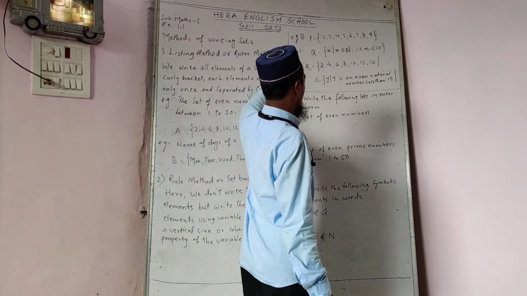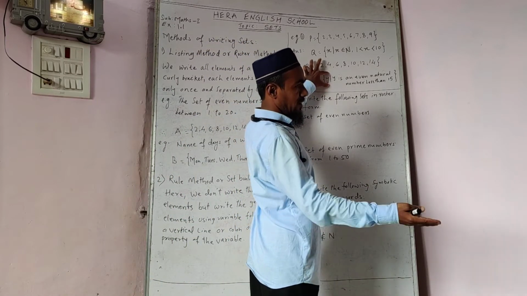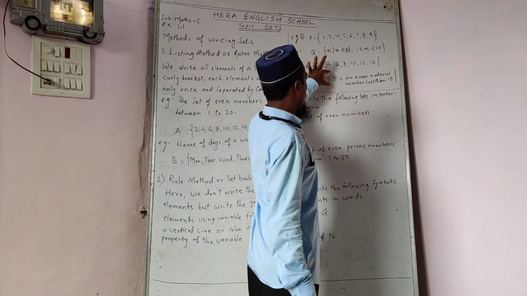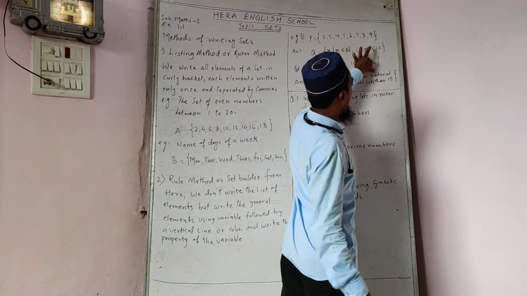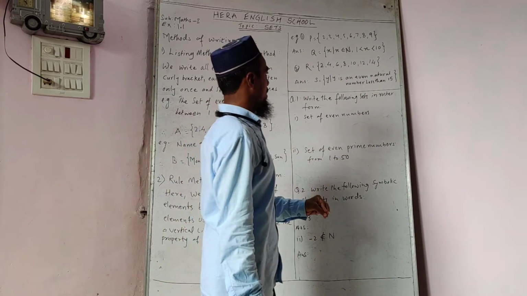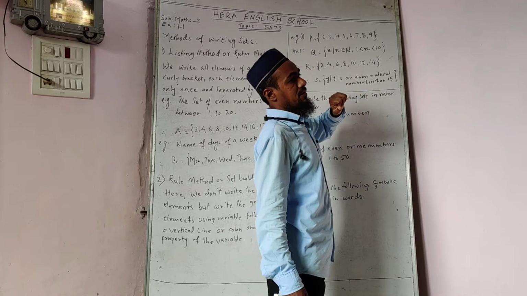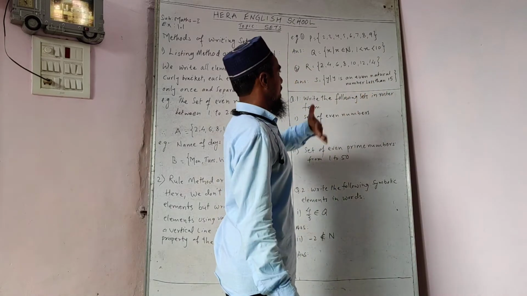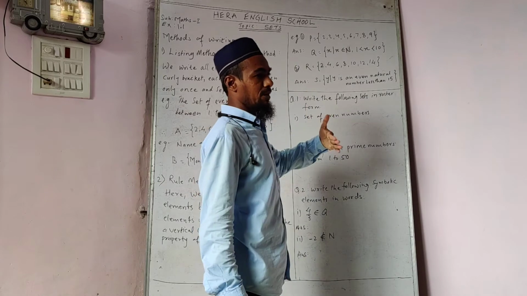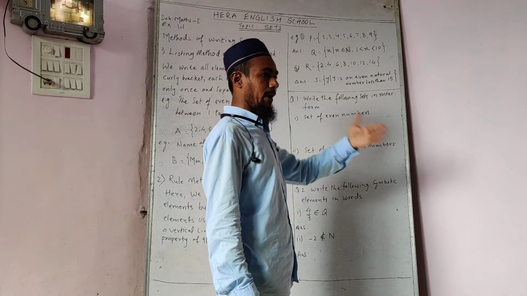I have written the answer here. I have given the name of the set as Y. What is Y? Y contains all the elements. Y is an even natural number less than 15. All the numbers will be there. Natural number means 1, 2, 3, 4. Even natural number starts from 2.